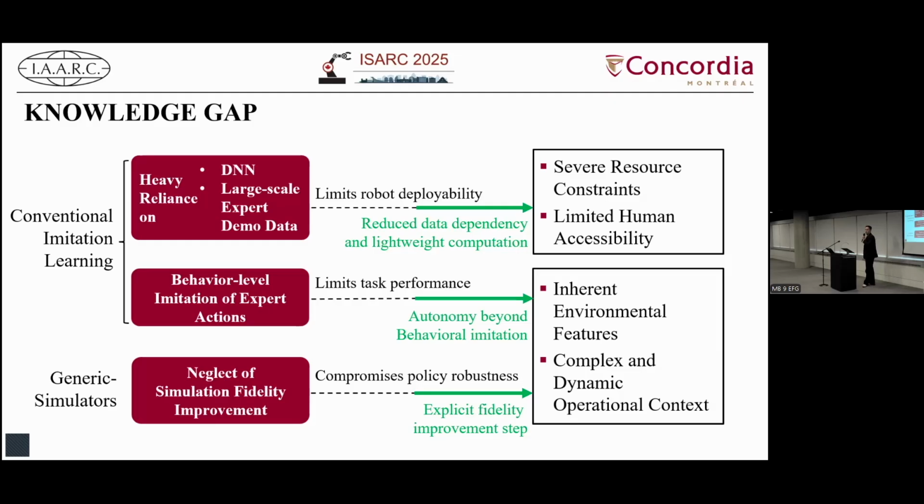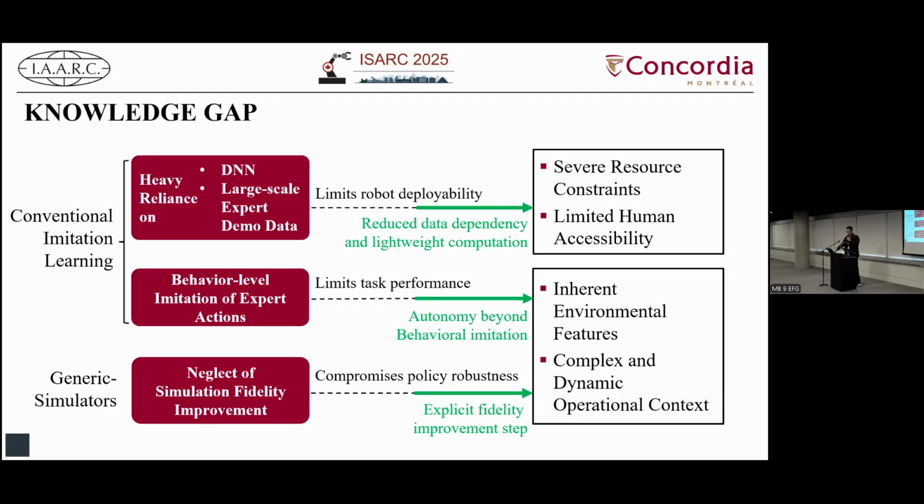On top of that, we found that existing studies use generic simulators such as Unity or PyBullet. However, they often overlook or underestimate the importance of the fidelity improvement step. If the fidelity is not properly addressed in the simulation step before training, the difference between the simulation and the real world makes the agent's performance go bad.